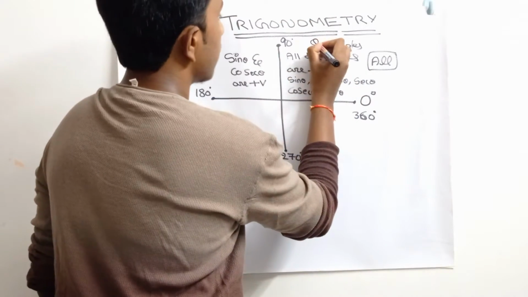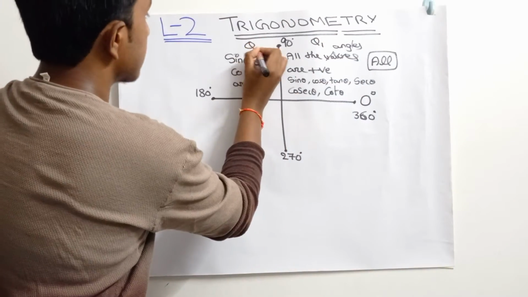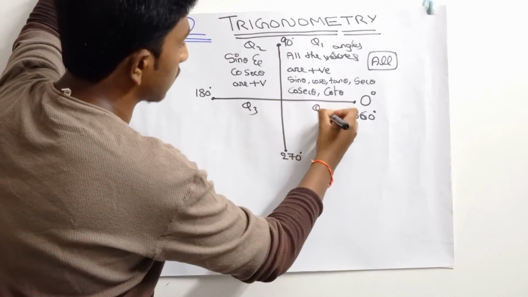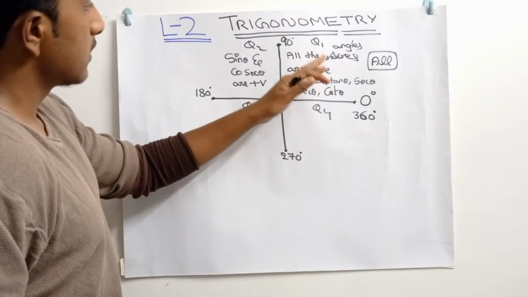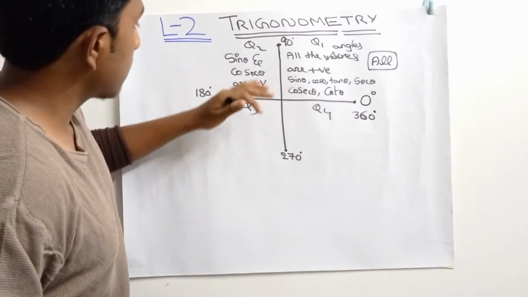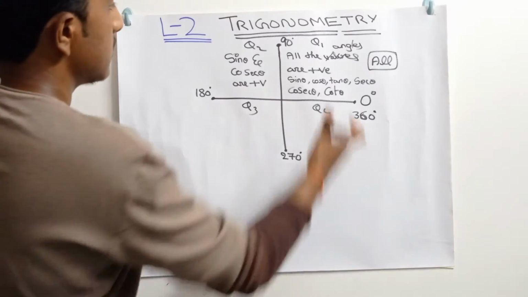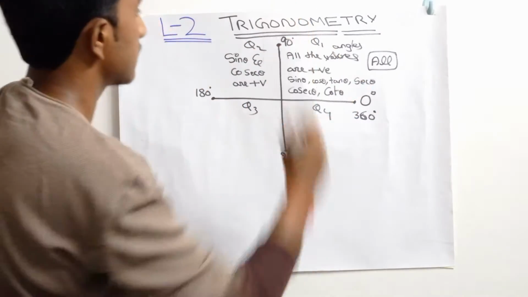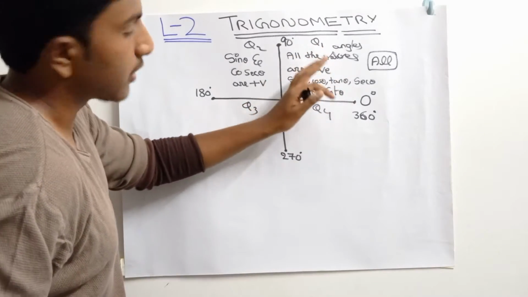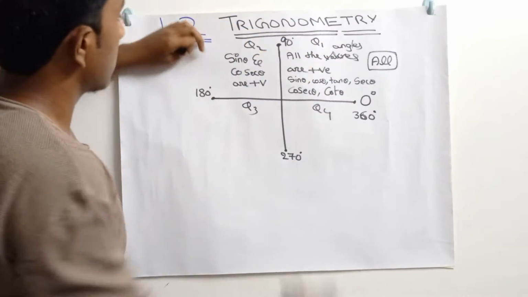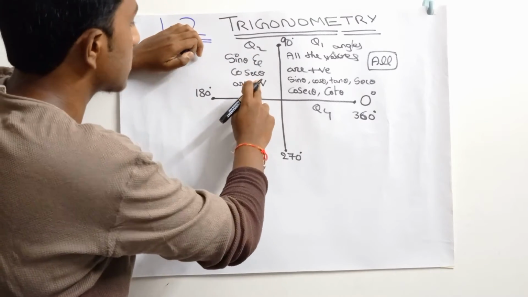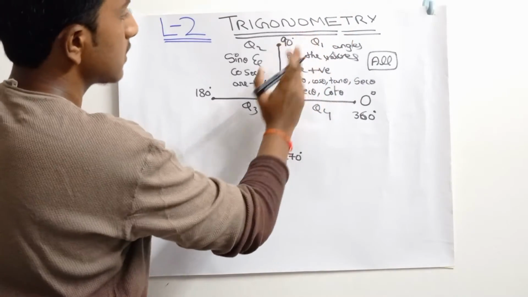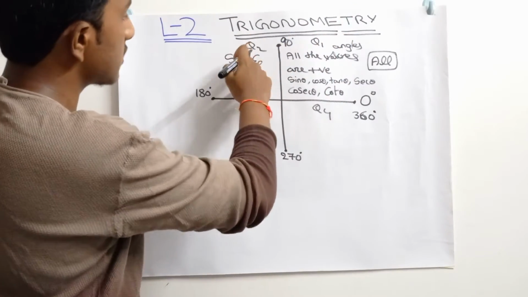Consider this as the first quadrant, this as the second quadrant, this as the third quadrant, this as the fourth quadrant: 0 to 90, 90 to 180, 180 to 270, 270 to 360. In the first quadrant, all are positive. In the second quadrant, only sin theta and cosecant theta are positive.